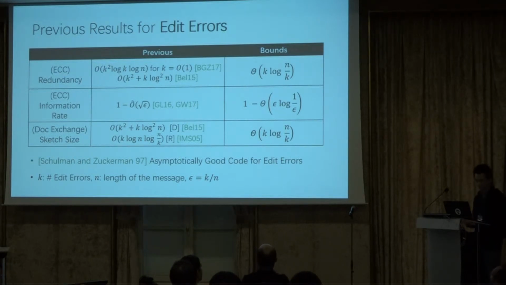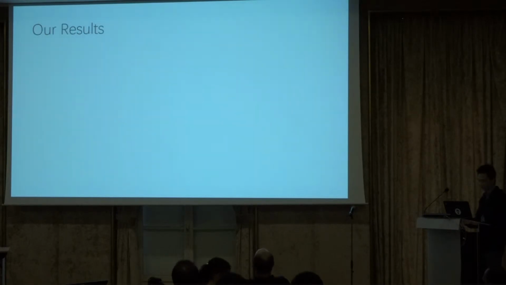And for the error correcting code, for the edited errors, the information rate is far from the optimal bounds. And for the document exchange protocol, we only have deterministic constructions with sketch size much larger than the lower bounds, and randomized protocols that are a log factor larger than the lower bounds. So in this work, we improved such a situation.